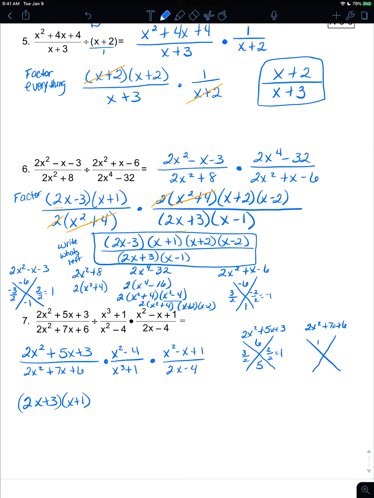2 times 6 is 12. Adds up to be 7. Divide by 2, so that will be 4 and 3. This one reduces to a 2. So that is x plus 2 times 2x plus 3. Okay, there's the first one factored. x squared minus 4 factored is x plus 2, difference of two squares, x minus 2.